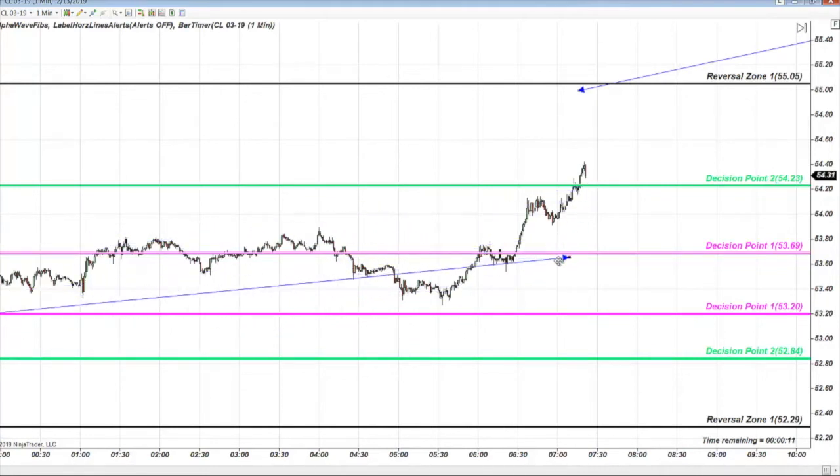Support 1, support 2. Beautiful place to buy 53, but only if rules are met. Rules are not met. Do not touch a trade.